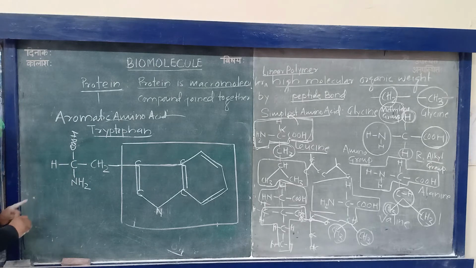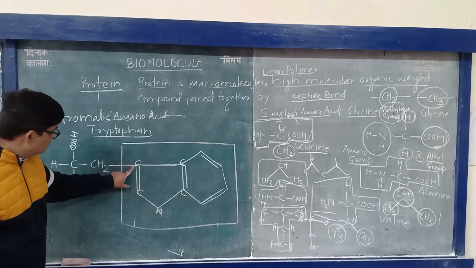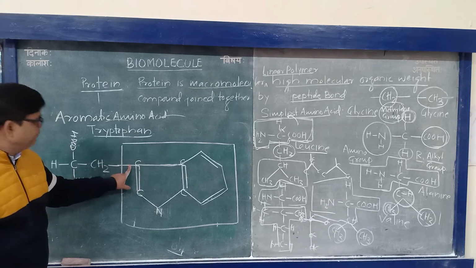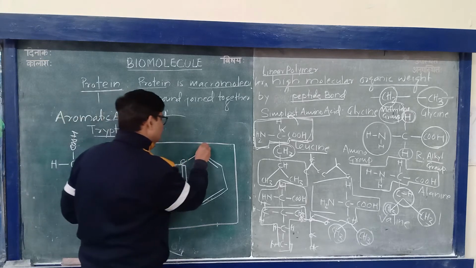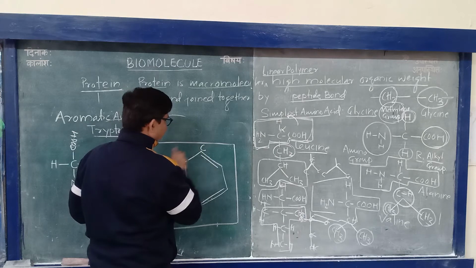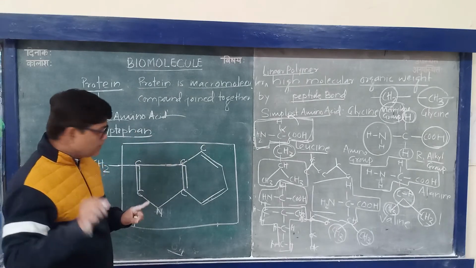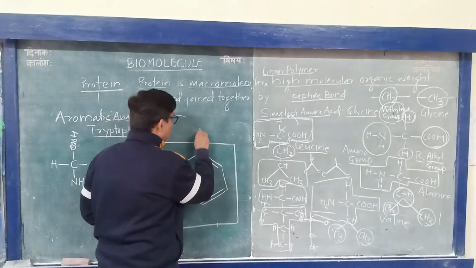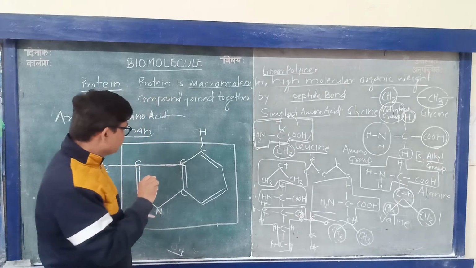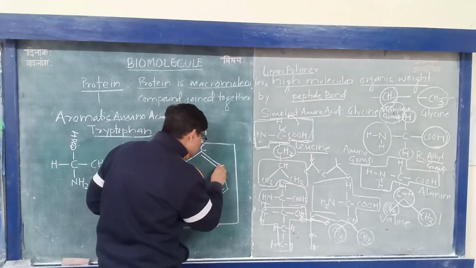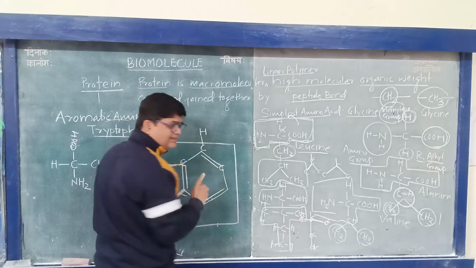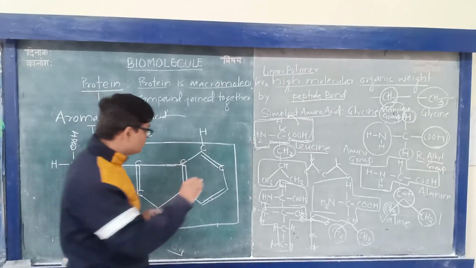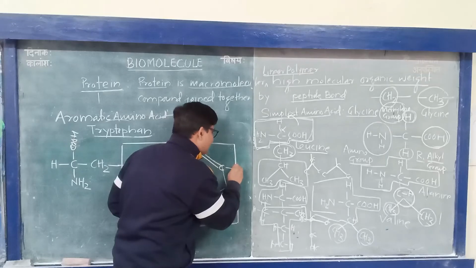Now check whether carbon valence is fulfilled. 1, 2, 3, 4, it is okay. 1, 2, 3, 4, it is okay. And then you will draw 1, 2, 3. Only 3 valence is there. So you have to draw one more hydrogen. Okay. Now this is also carbon. So you have to draw 1, 2, 3. The 3 valency of carbon. So you have to fulfill the 4 valency with hydrogen.